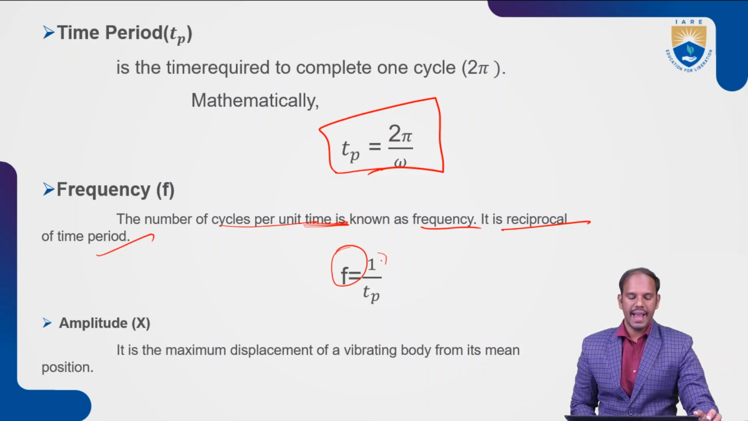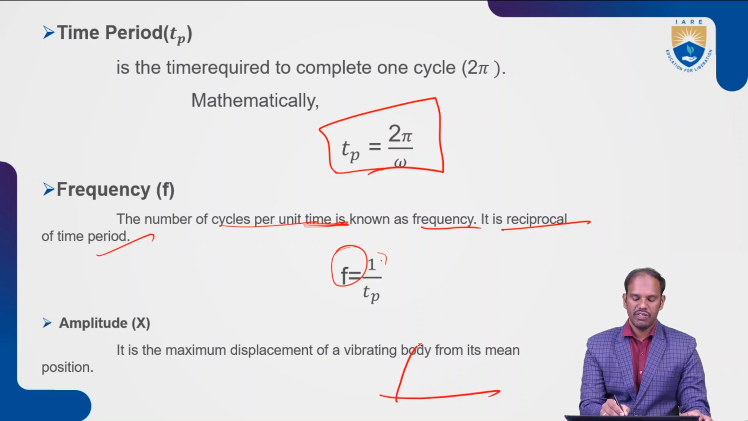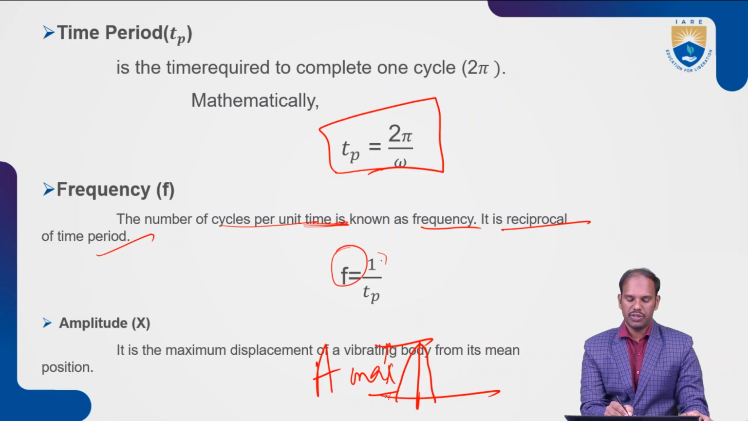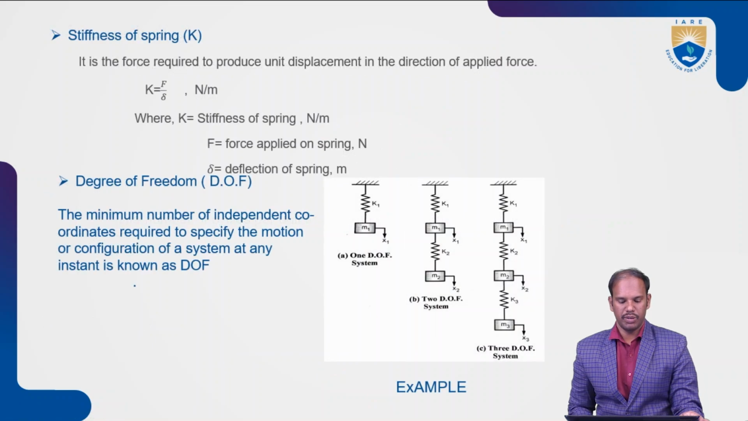And amplitude is the maximum displacement of the vibrating body. It is called the maximum amplitude, which is from this end to this end. The vibrating body moves from its mean position to this maximum, and it moves like this.